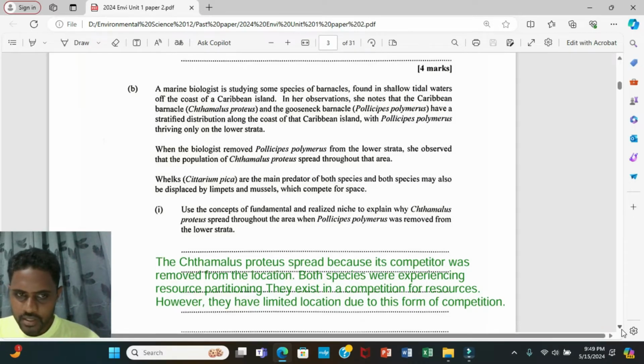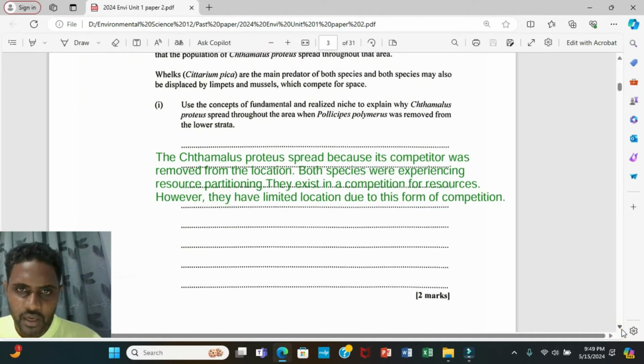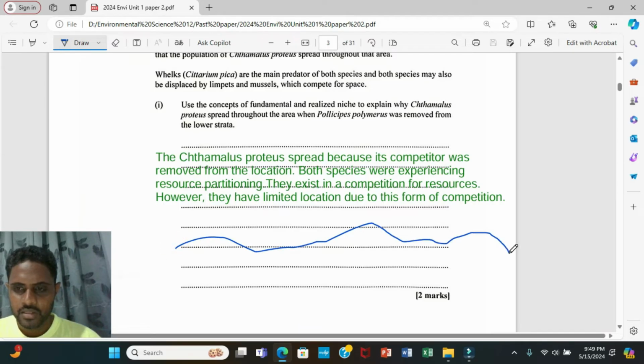Part one of that question says, use the concept of fundamental and realized niche to explain why Chthamalus proteus spread throughout the area when Pollicipes polymerus was removed from the lower strata. So, in order for you to understand, take for example the sea. This is the sea, and say this is how deep the sea is.